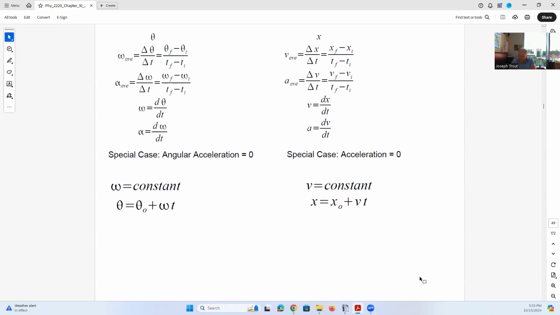So we're not going to rederive all the equations again because the math is exactly the same. It's just that the symbols have changed. So before we had, for instance, acceleration equaled 0. That was our first special case. If acceleration equals 0, the velocity was constant, and we could predict our position. Now, if angular acceleration is 0, then omega is constant, and we can predict our angular position. So it's theta equals theta naught plus omega t.